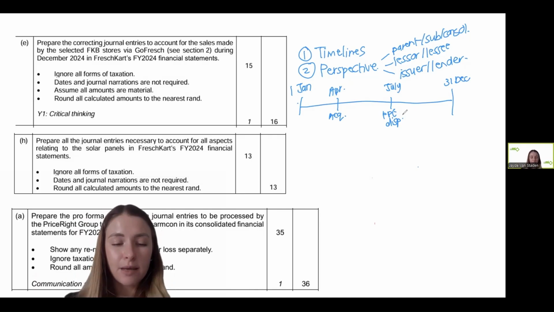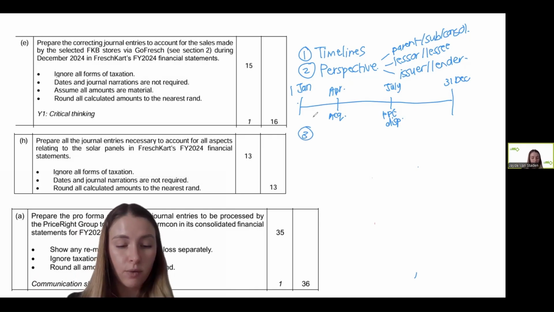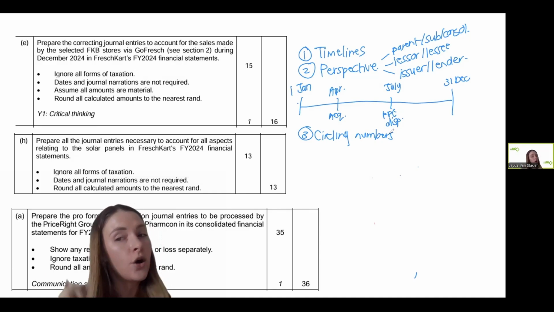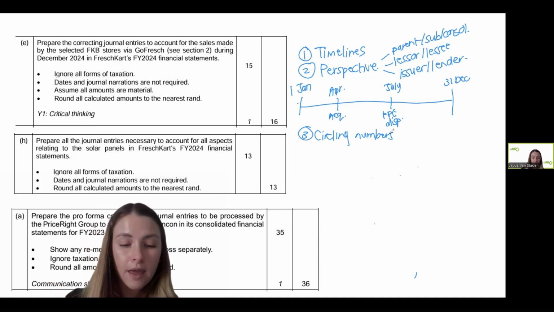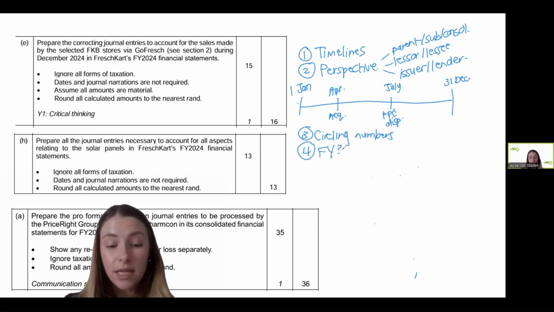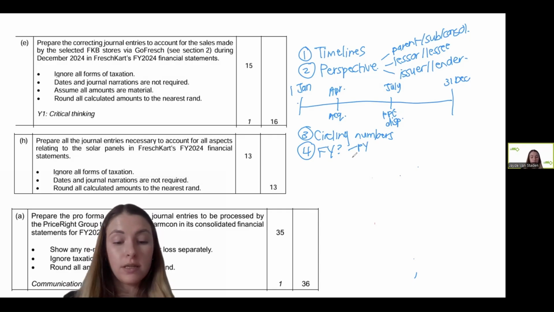Okay, so timelines, perspective, and then another one that saved me, circling numbers. That's a big one, especially in a big consolidated cash flow question, which I will do a video on. And the last thing that I want to mention is what financial year, because sometimes they can ask you for the prior year. Sometimes they can ask you for the current year.